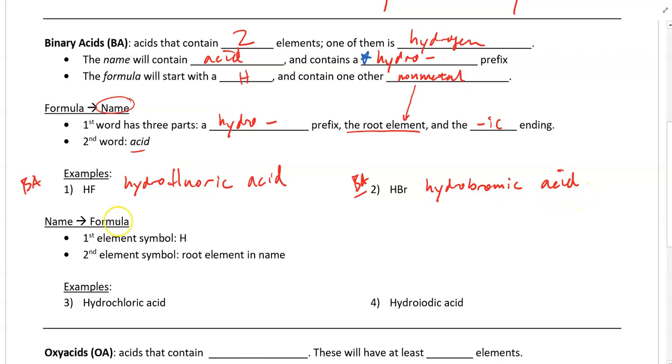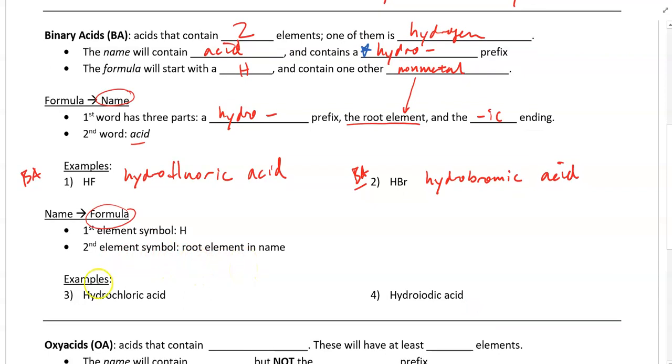Let's go the other way. Now we're going to talk about the formula. The formula is going to be pretty straightforward. The first element is going to be H, like we said a couple of times now. The second element symbol is just going to be whatever root element is in the name. Let's try this out. First of all, looking at these examples, hydrochloric acid.